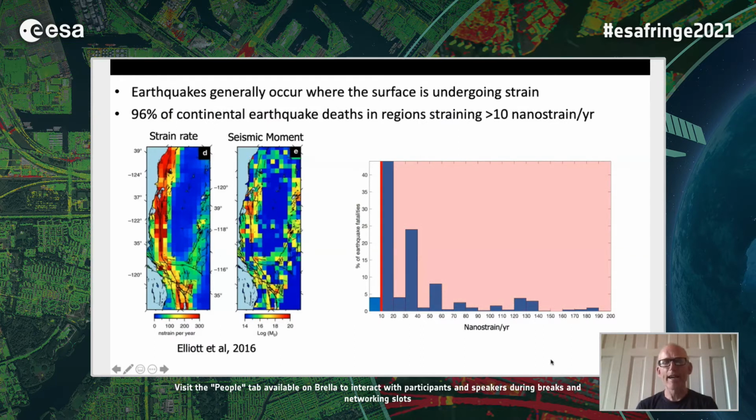In terms of the kind of accuracy we'd like to reach, if we can get down to 10 nanostrain per year, so that's 10 to the -8 strain per year, then we can catch most of the regions where there are earthquakes that cause most of the fatalities. So 96% of all fatalities are in areas of 10 nanostrain or more. So that's kind of a target we have.